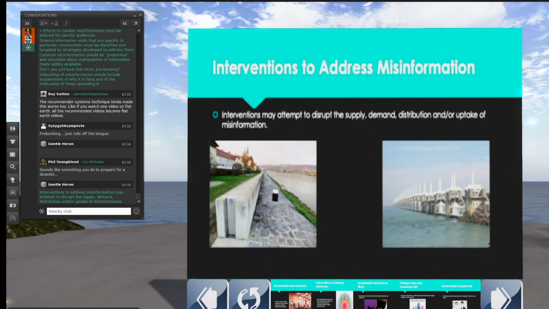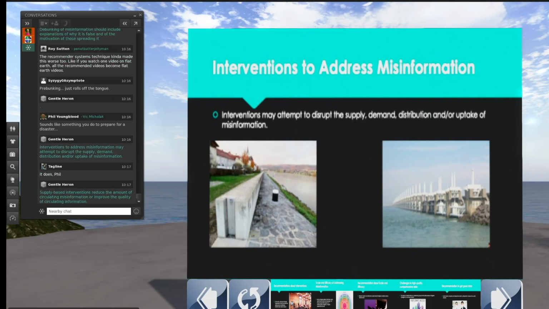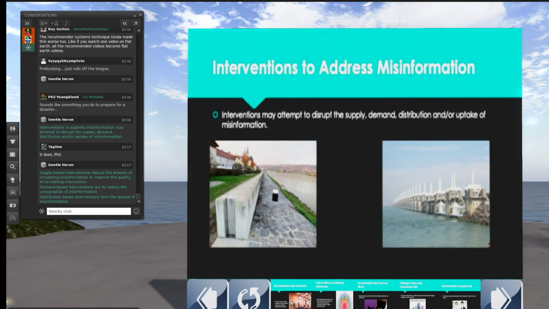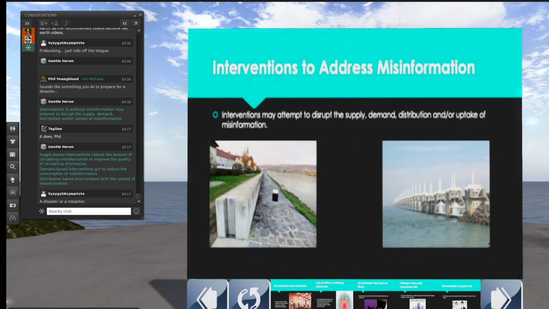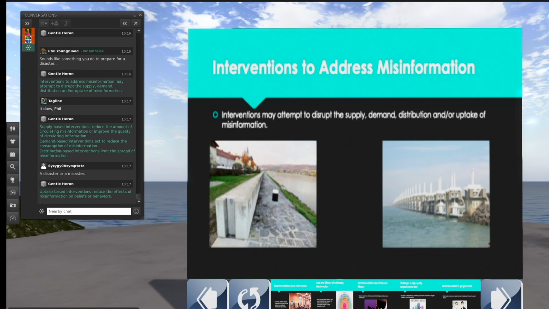Interventions to address misinformation may attempt to disrupt the supply, the demand, the distribution, and or the uptake of misinformation, those four things. Supply-based interventions reduce the amount of circulating misinformation or improve the quality of circulating information. Demand-based interventions act to reduce the consumption of misinformation. Distribution-based interventions limit the spread of misinformation. And uptake-based interventions reduce the effects of misinformation on beliefs or behaviors.